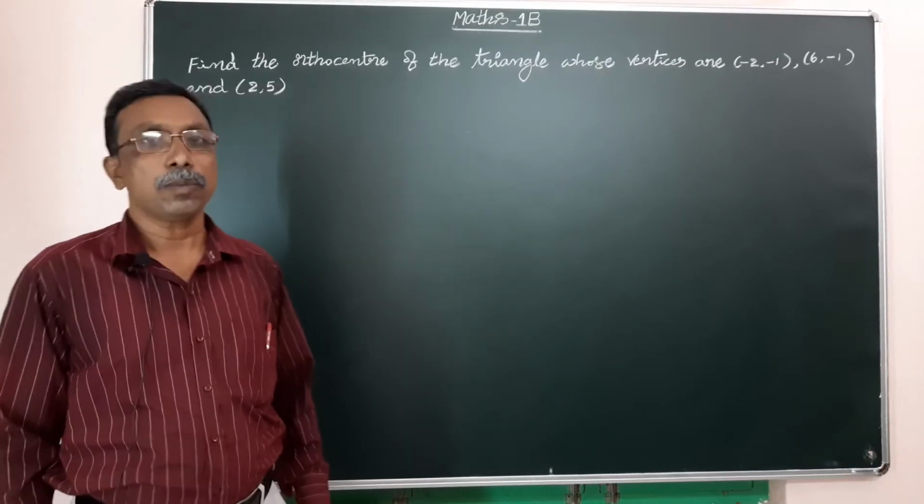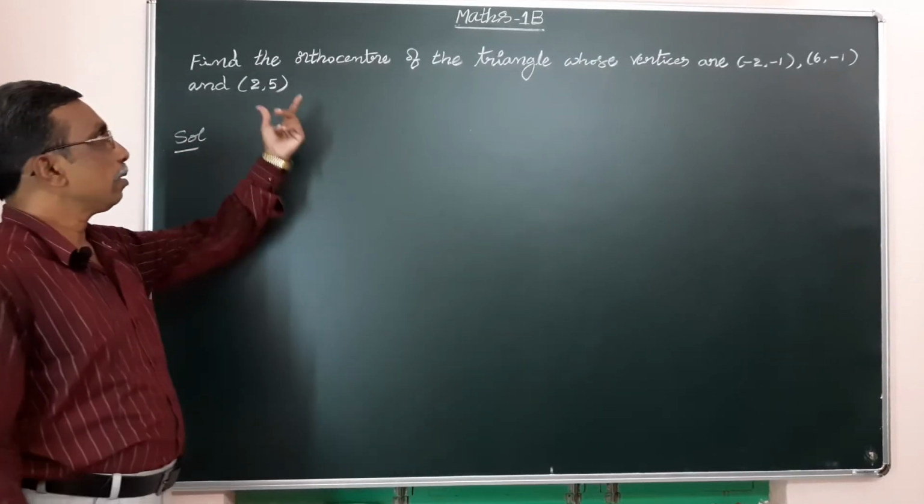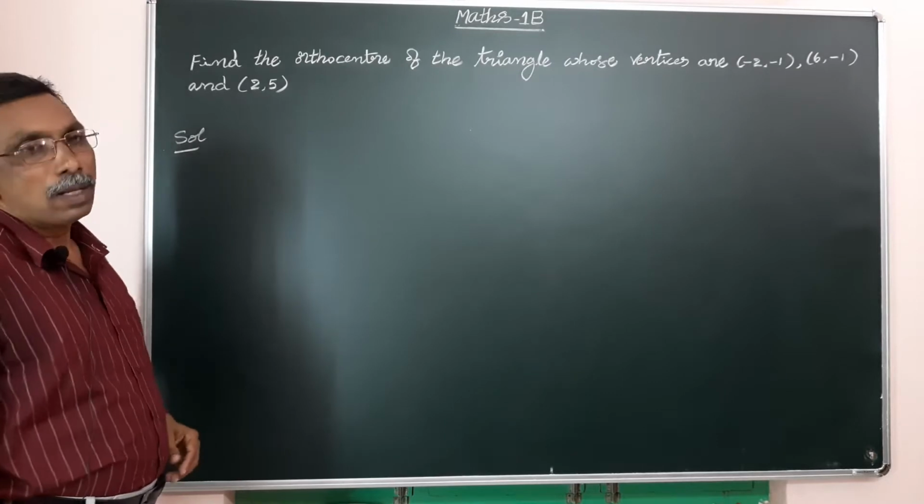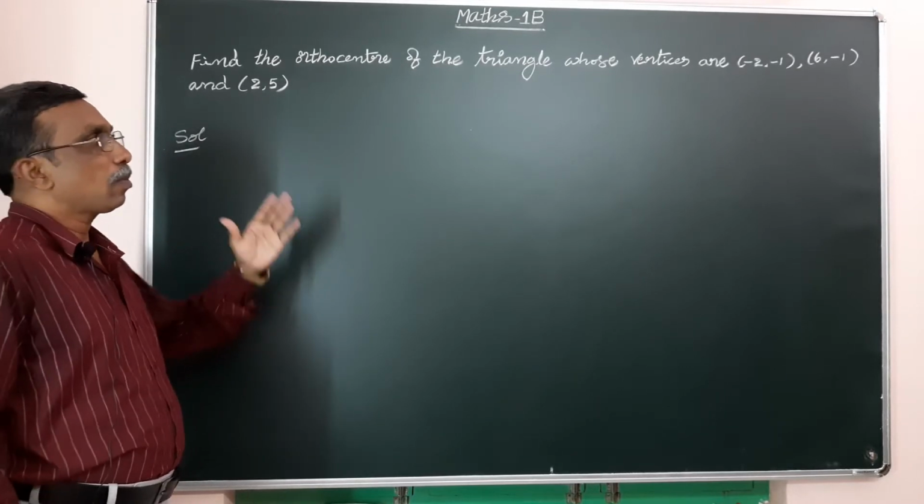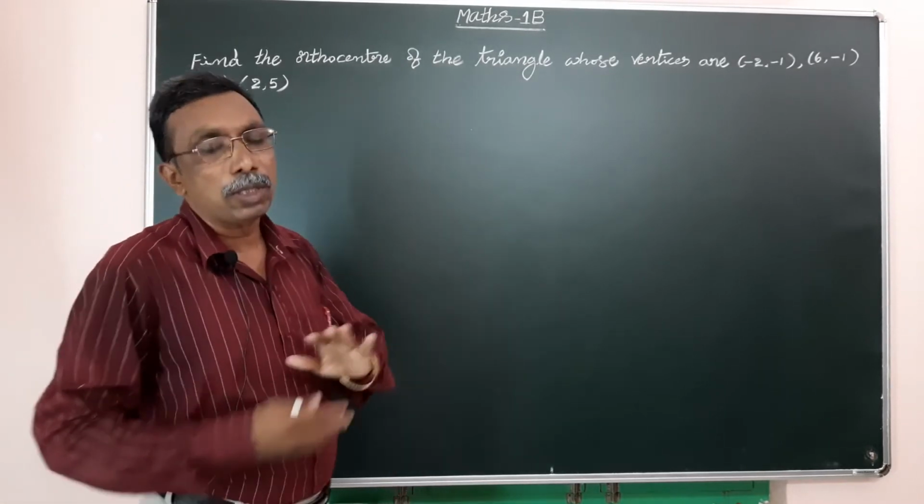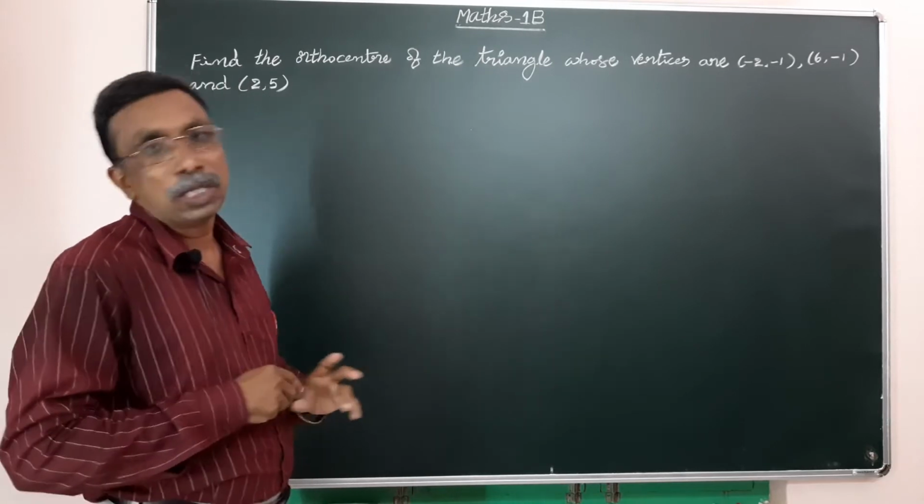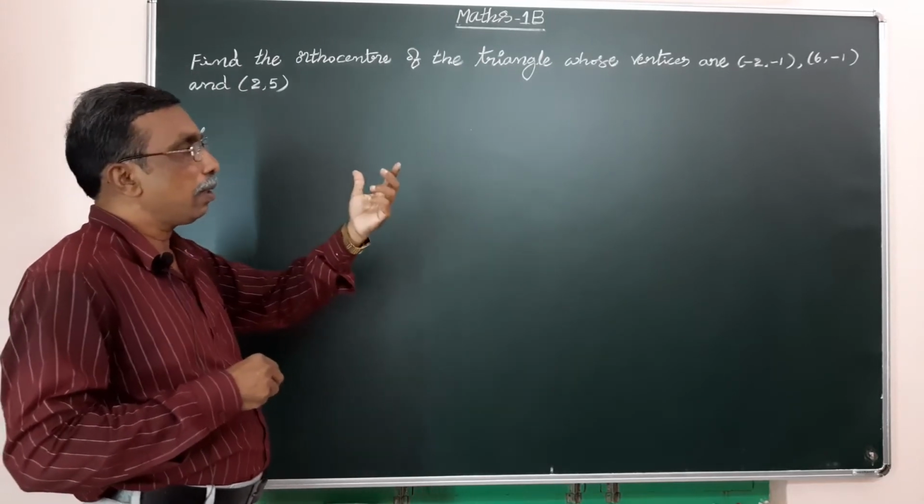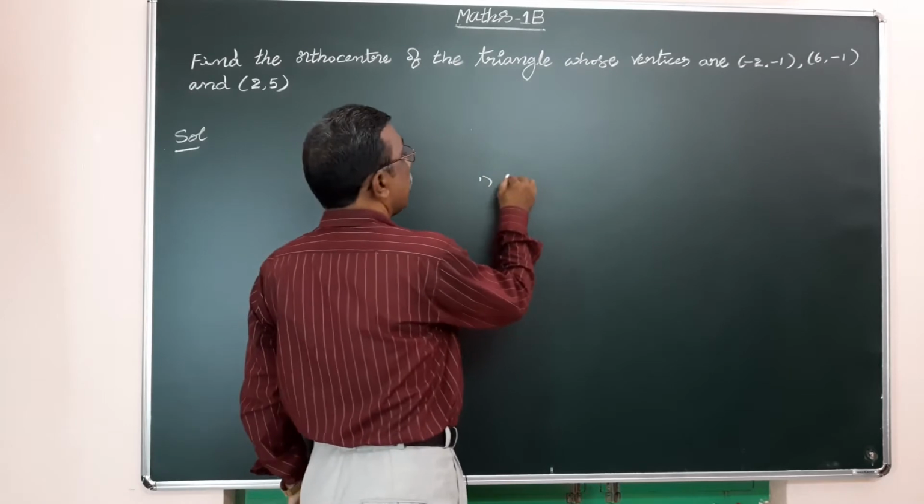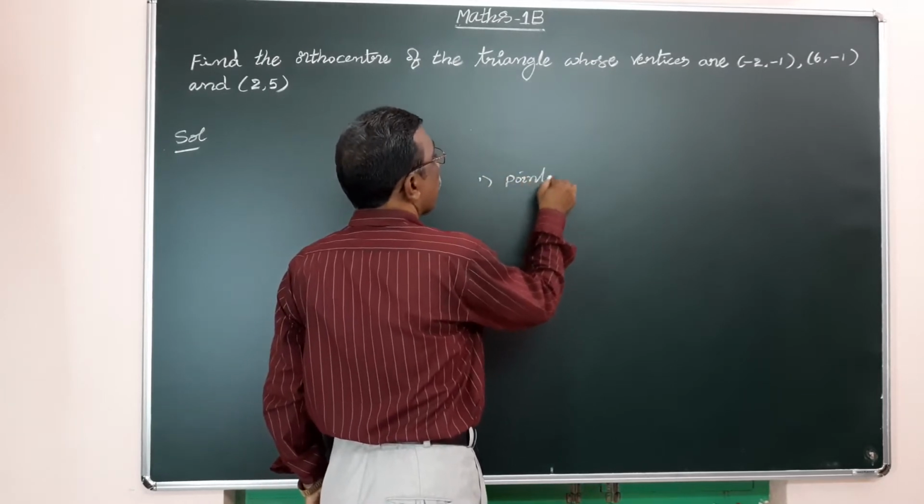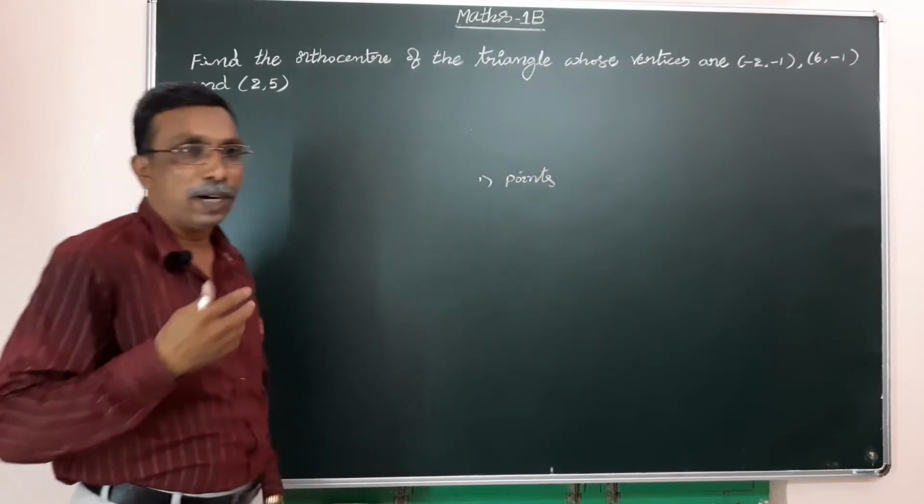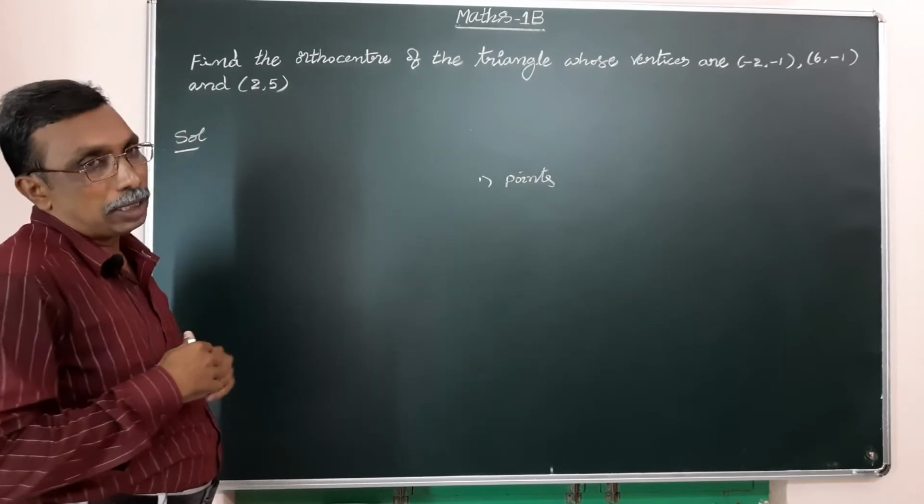This is JNR. Now we discuss the orthocenter of a triangle. Now we find out the orthocenter of the triangle. Two models are there. First model, points. The first model is given points. Points are given, now we find out the orthocenter.